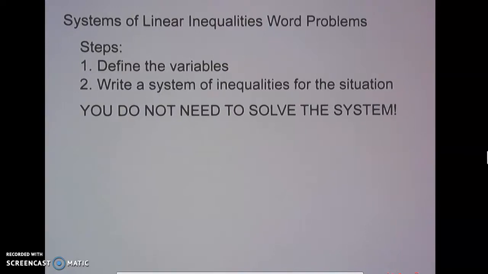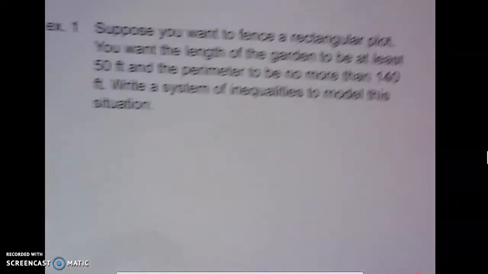Today we're going to be solving systems of linear inequality word problems. So we're just going to be doing two things here. We're going to define the variables that are in the situation, and then we're going to write a system of inequalities for the situation. We do not need to solve this system at all. We're just going to do those two things. So let's take a look at a couple of examples.